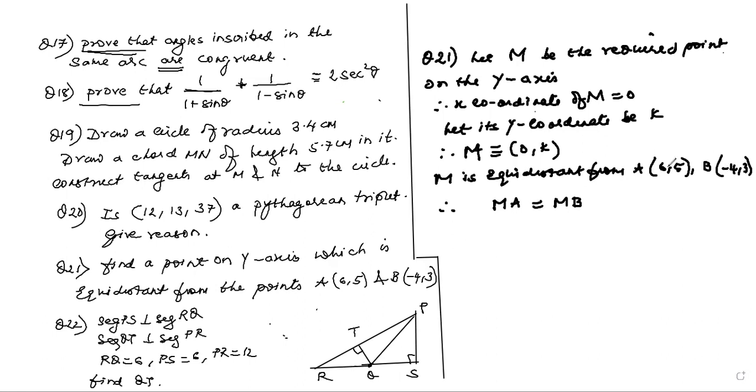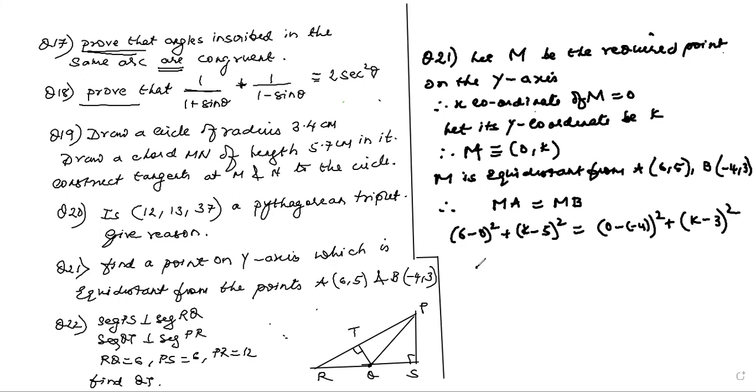Using the distance formula, the square root of (x2 minus x1) the whole square plus (y2 minus y1) the whole square, like MA. So what will it be? (6 minus 0) the whole square plus (k minus 5) the whole square equals (0 minus of minus 4) the whole square plus (k minus 3) the whole square. The root sign goes off. This can be taken as 0 minus 6 or 6 minus 0.